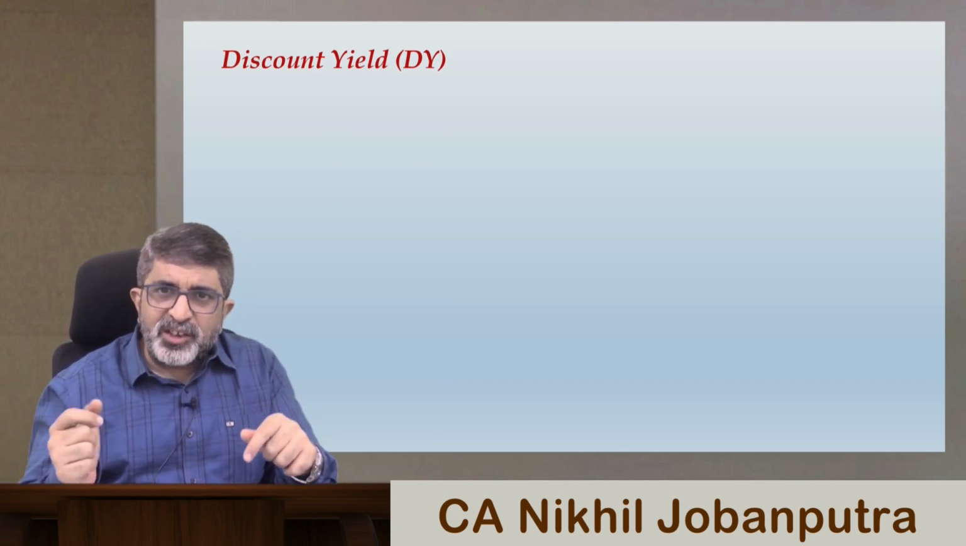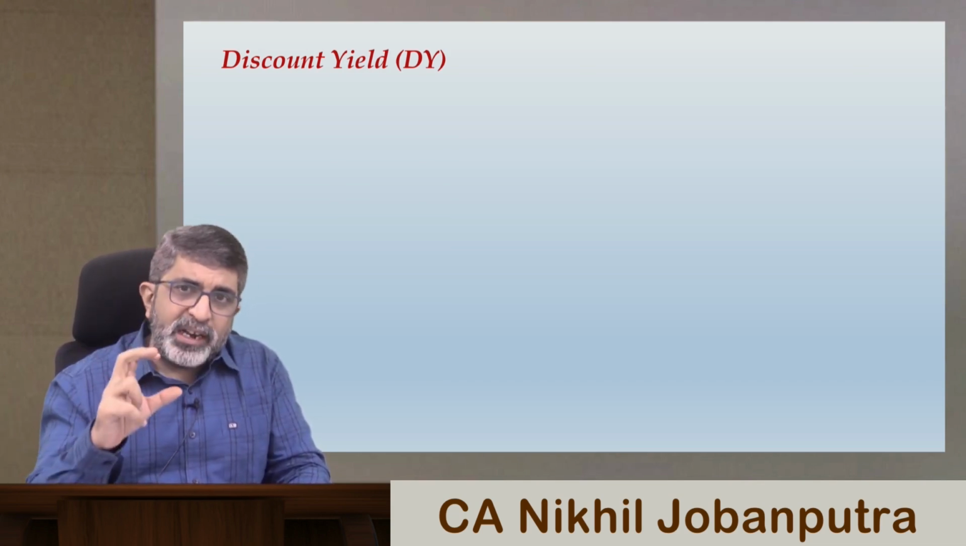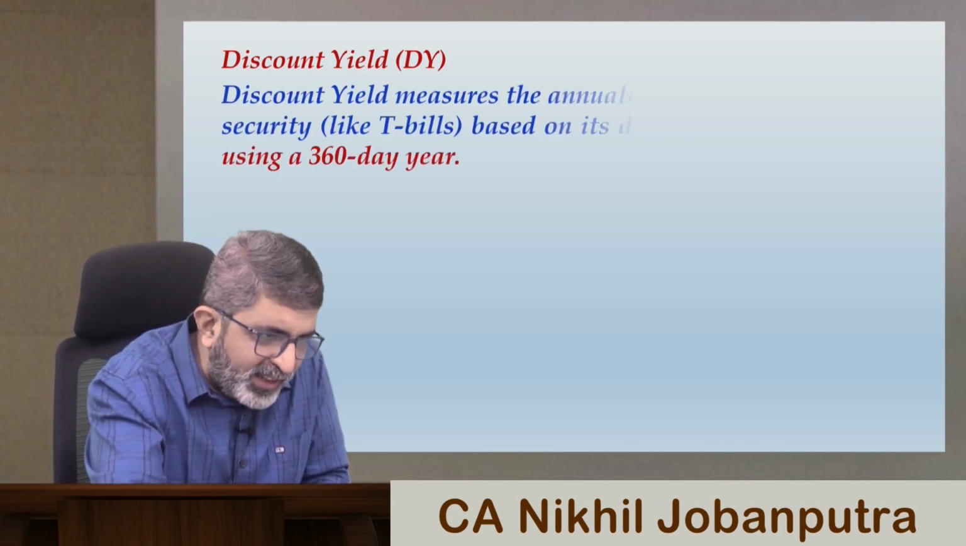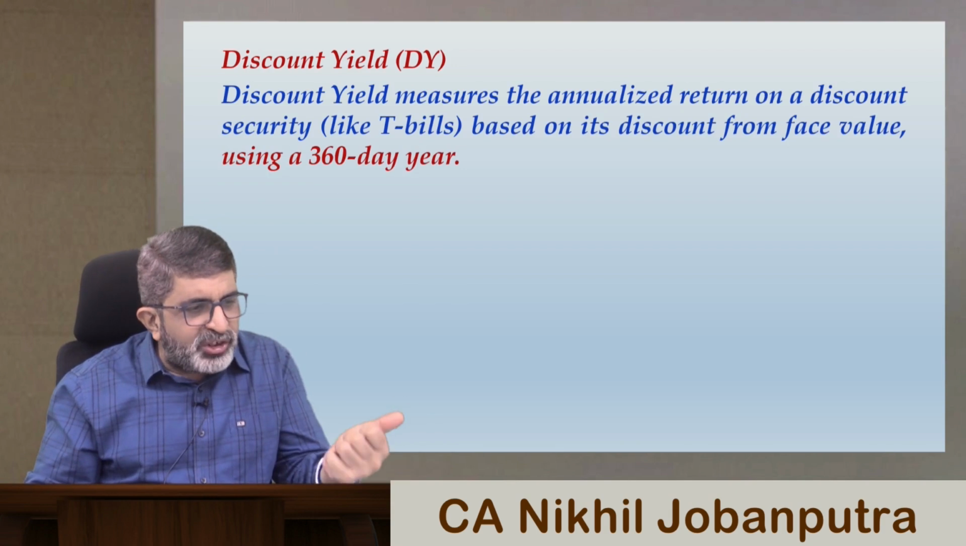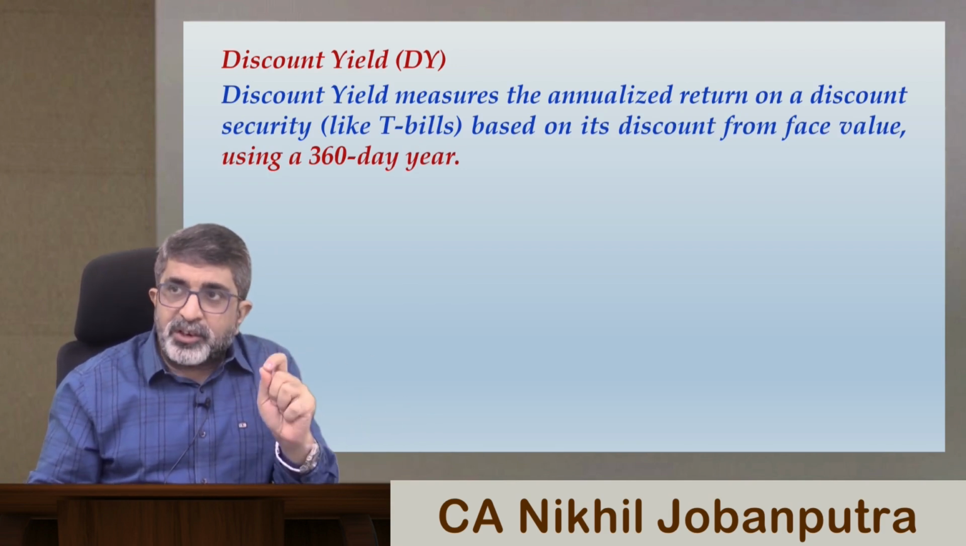When we started the discussion, I gave you a small example, but we are going to take a good number of calculative examples to have this understanding much clearer. So what exactly is discount yield? Discount yield measures the annualized return. Now understand, it measures the annualized return.